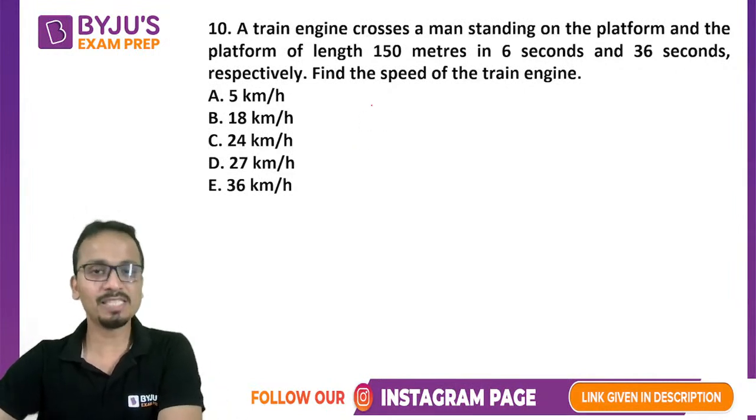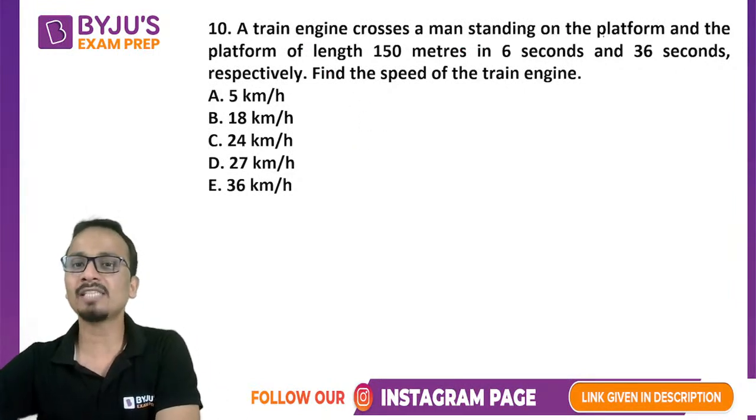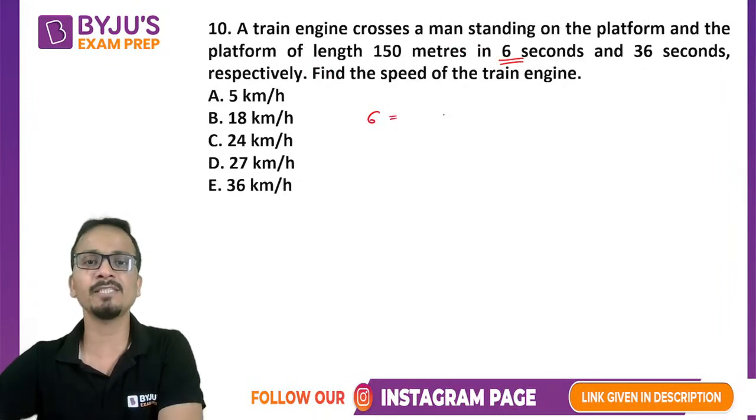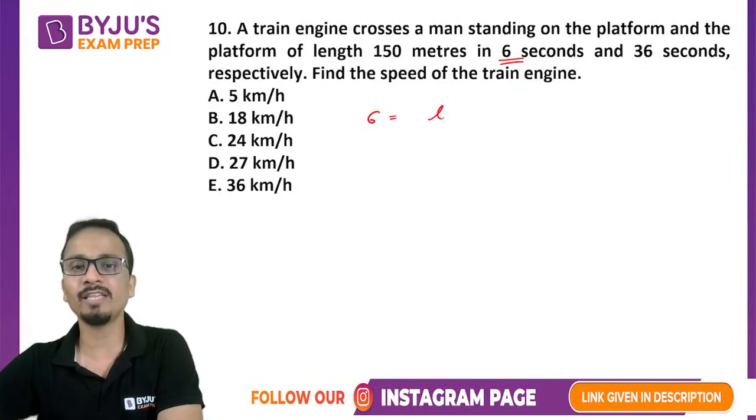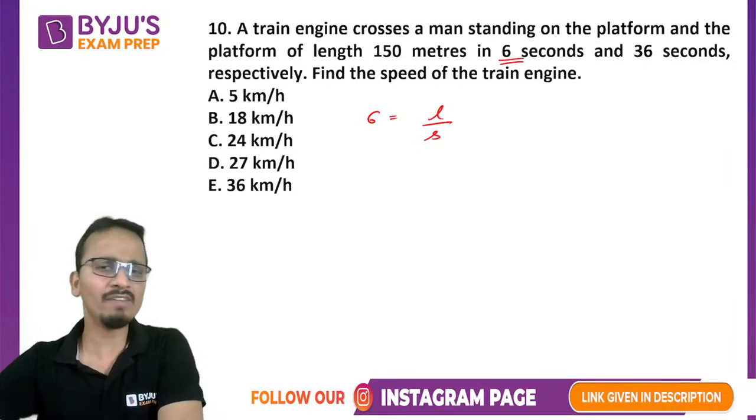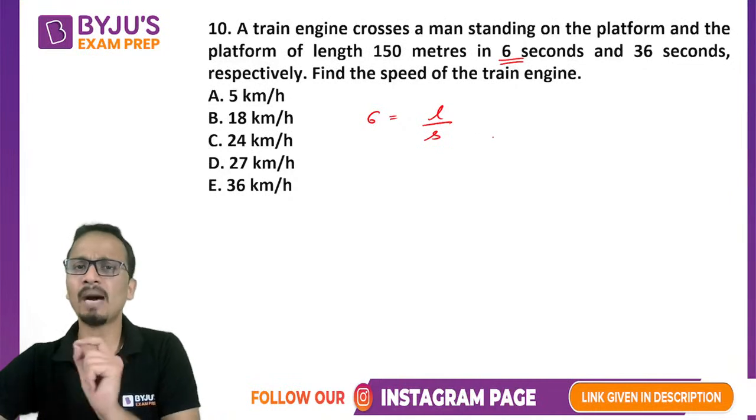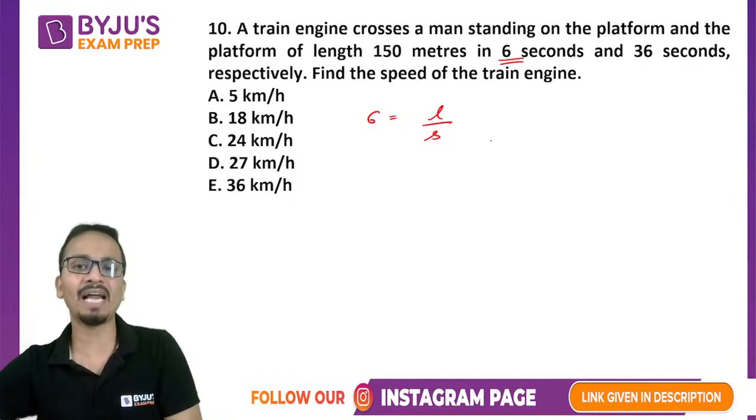Okay, so please be careful. A train engine crosses a man standing on the platform in 6 seconds. So time taken is 6 seconds when the train engine of length L, traveling at a speed s, crosses a man who is standing on the platform.